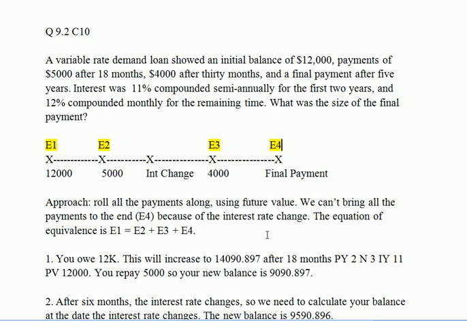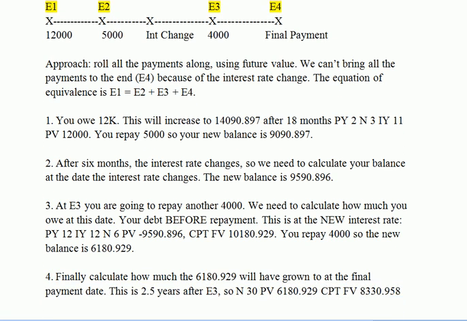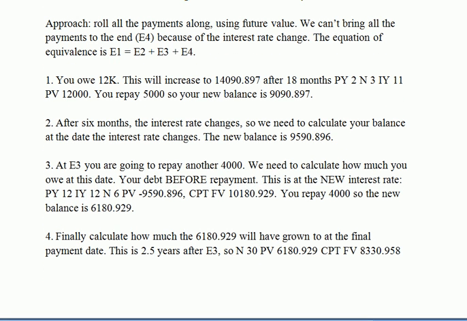So our approach is going to be rolling all the payments along using the future value. We have to do that. We can't bring them all to some focal date at the end in one go because of the interest rate change. So the equation of equivalence is E1, which is your borrowing, must equal your repayments, E2 plus E3, and then E4 is the final amount. So here we go step by step, and you will need to make sure you can get the same things to put into the calculator.